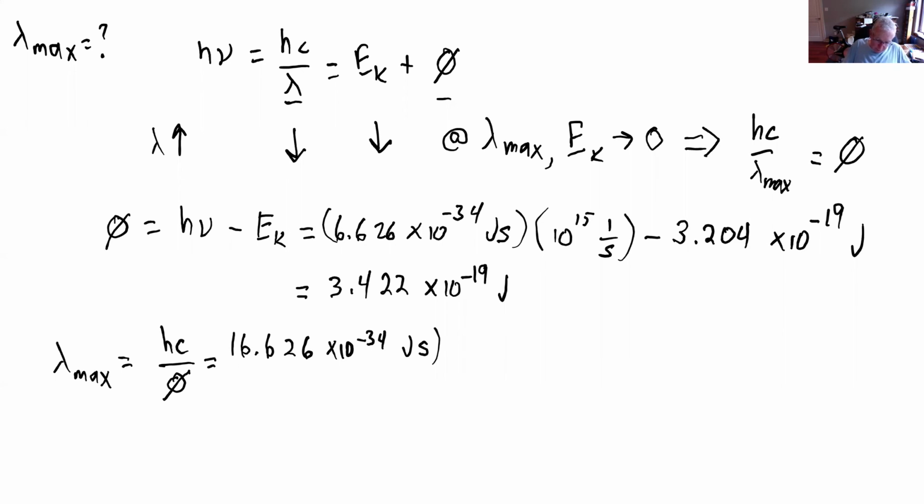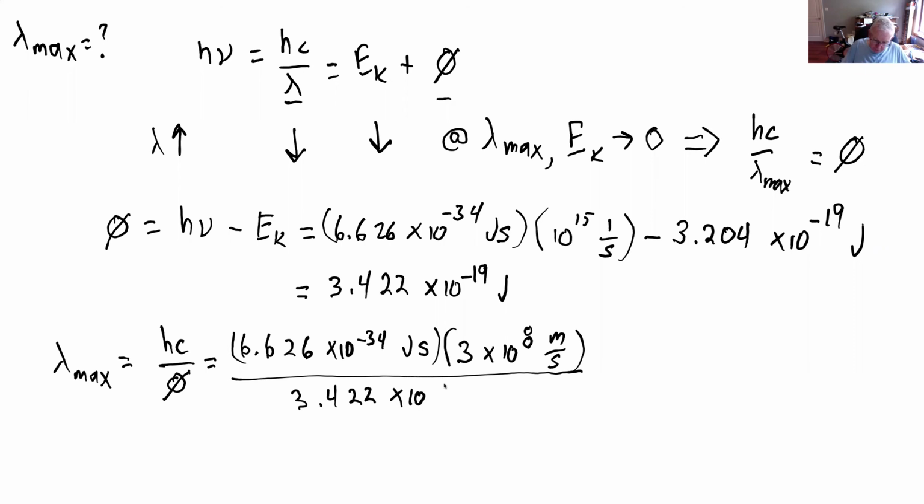Again, I will try to do all the problems for the most part in the course in SI units. This is 3 times 10 to the 8th. That's in meters per second. My work function down here is the number we just calculated, 3.42 times 10 to the minus 19 joules. So out of all those things, I should end up in meters. And so when I do that, I'm going to get 5.81 times 10 to the minus 7 in meters, which would give me 581 if I wanted to put it in nanometers.